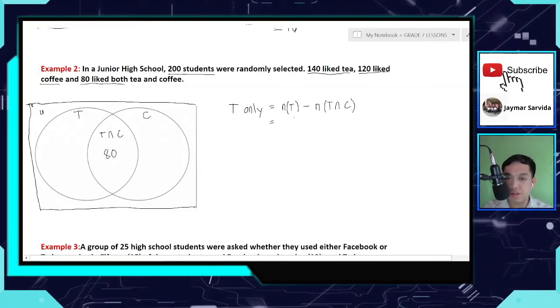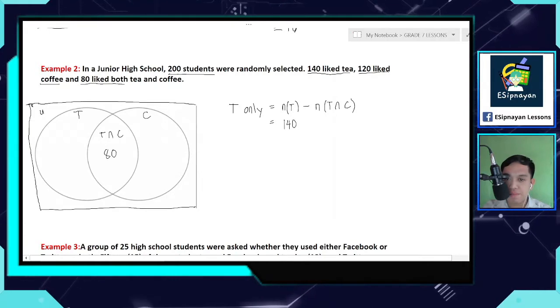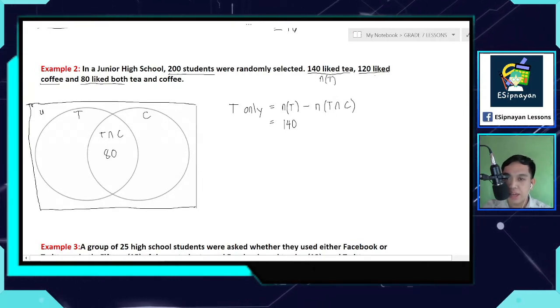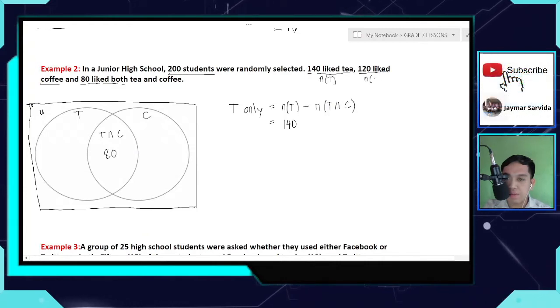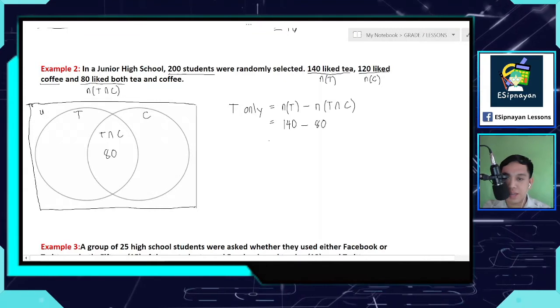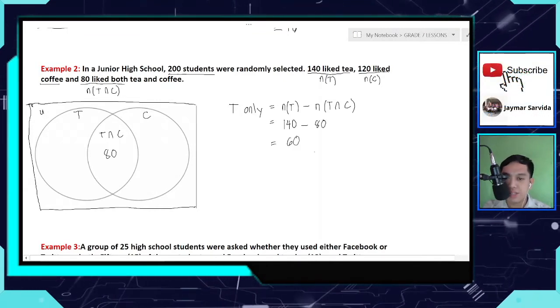Ayan. So ito, 140 yan, ito yung N of T natin, class ha. Ito naman yung N of C, at ito naman ang N of T intersection C. Minus N of T intersection C, which is 80. And 140 minus 80 is 60.